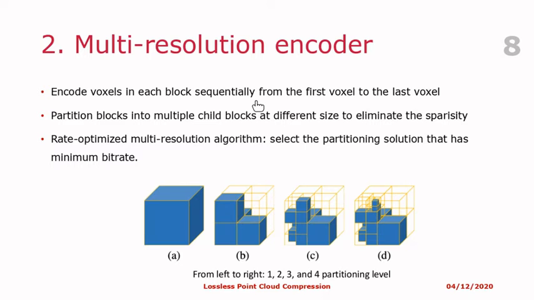However, we do not do it on the whole block 64 because, as I said, the cloud is very sparse. We reduce the sparsity by partitioning a block of size 64 into multiple child blocks, to limit as much as possible the sparsity in the block. As you can see in the figure here, the block 64 is encoded as a single block.